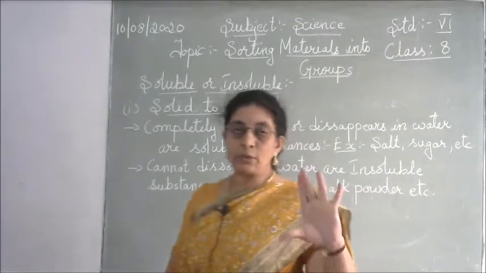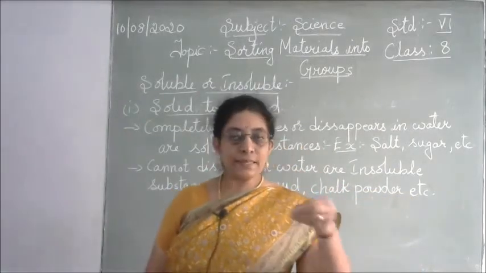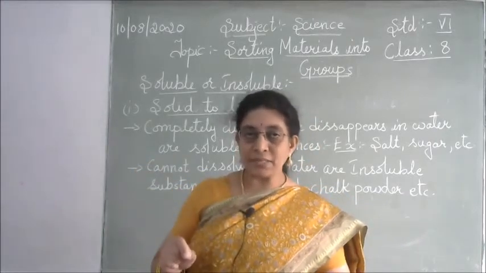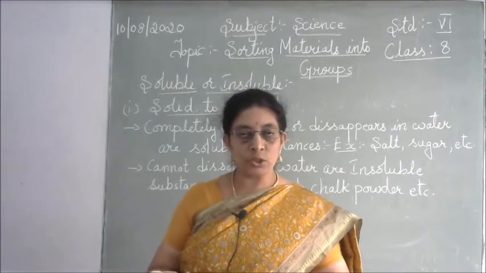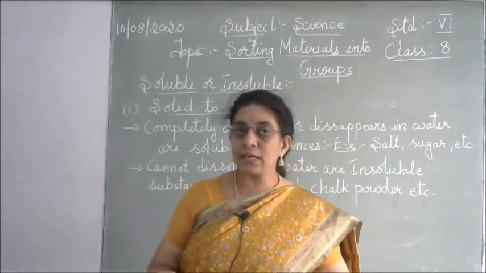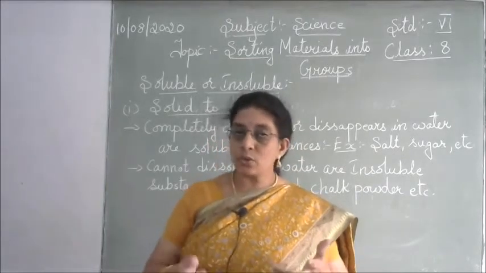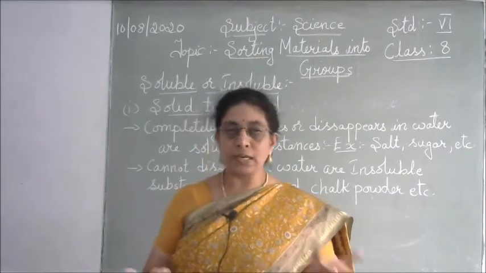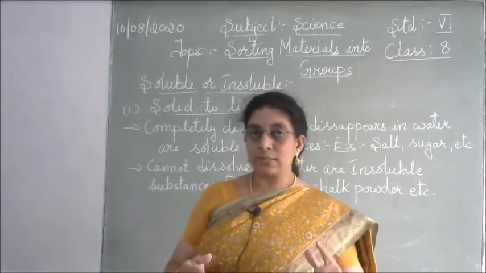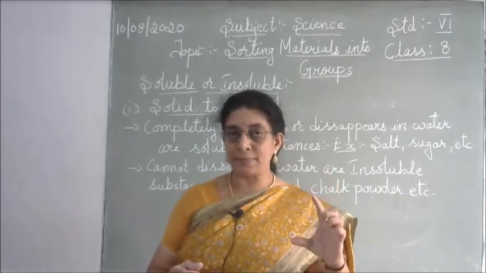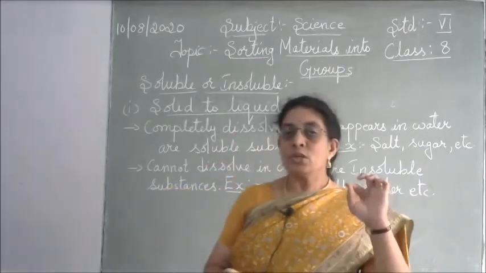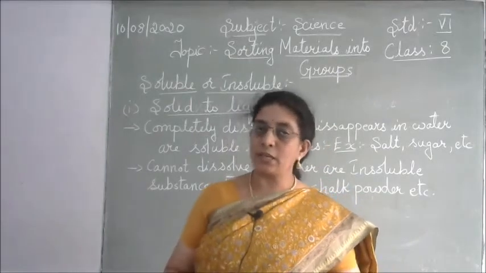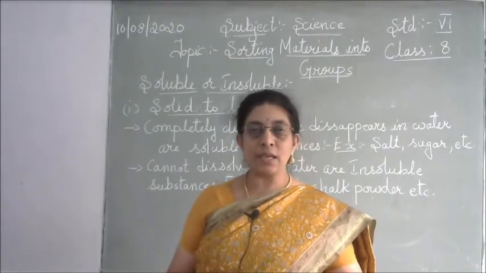For example, you take a glass of water, add some sugar into it, take a spoon, and stir it well. After some time, you cannot see the sugar because the sugar has completely dissolved in water. You don't know whether it is only water or sugar water because the color looks the same. Such solid substances we call soluble. Soluble means which can completely dissolve itself in water and vanishes away in water.